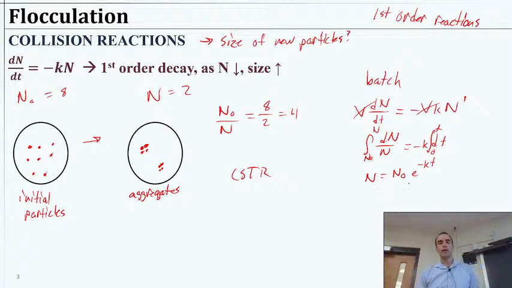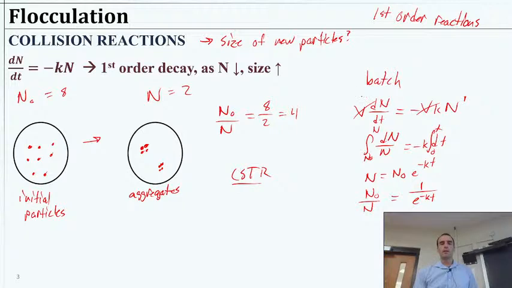So in this case, we would divide both sides by n and get the n naught over n term by itself, and that would be 1 over e to the minus kt. And you could probably invert that just by getting rid of the negative. So that would be the scenario if we had a batch system.